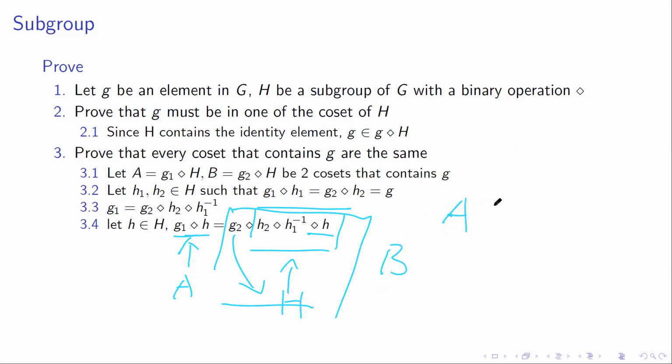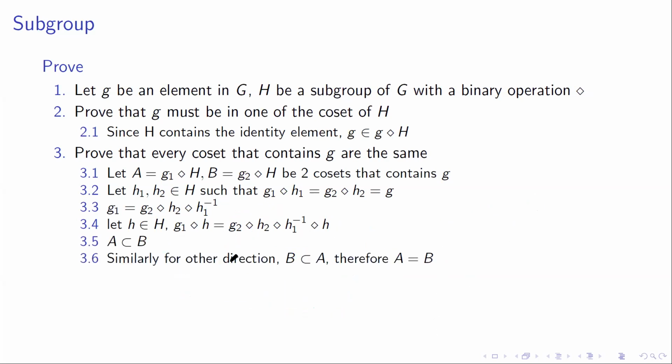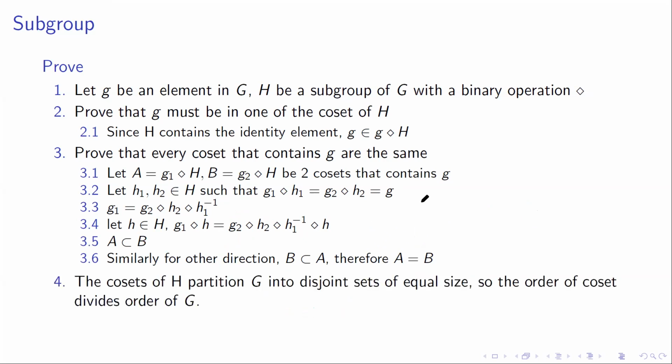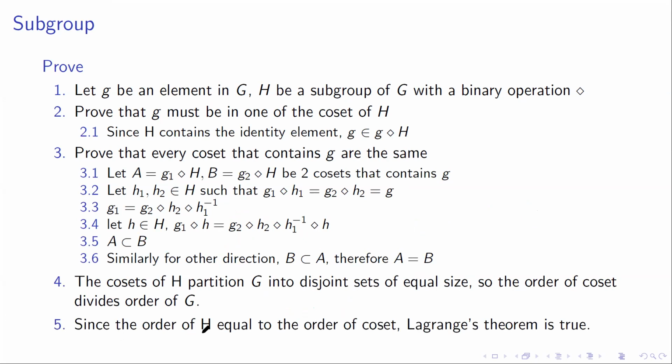So what we have just proved is that A is a subset of B. Similarly for the other direction, B must also be a subset of A. Therefore, A is equal to B. And from that, we just proved that the cosets of H partition G into disjoint sets of equal size. So the order of coset divides the order of G. And since the order of H is equal to the order of coset, Lagrange theorem is true. This completes the proof for Lagrange theorem.